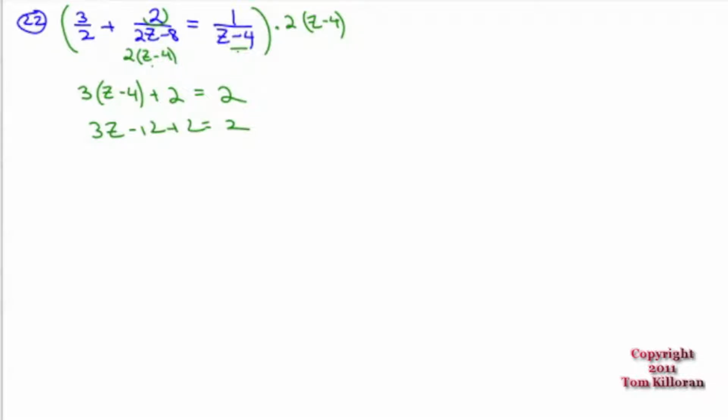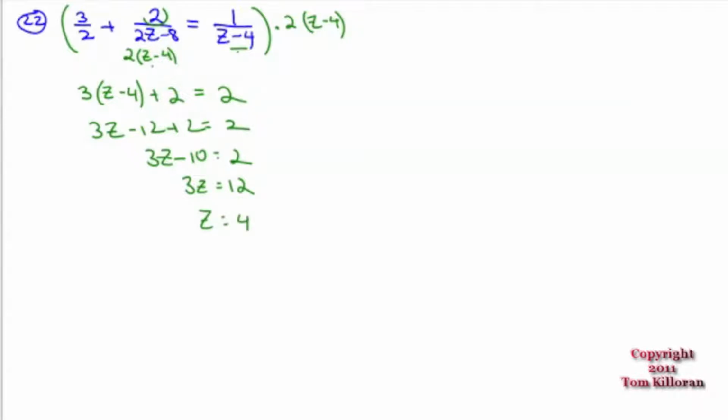Now what? Combine like terms: 3z minus 10 is equal to 2. Add 10 to both sides. 3z is equal to 12, and z is equal to 4.